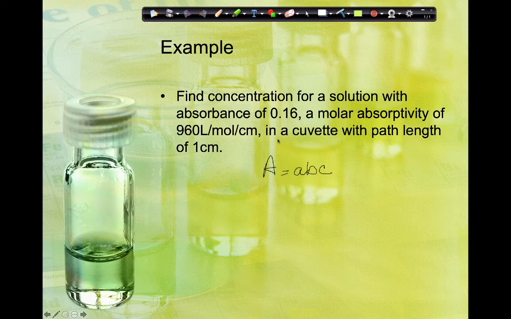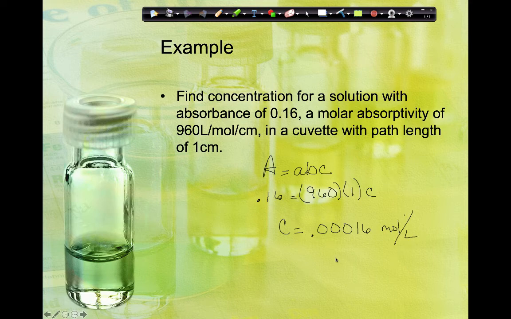All right, so A is the absorbance. Remember, there's no unit for that. Little a is going to be our constant, which is 960. B is going to be the length of the cuvette. Now, centimeters and centimeters, that matches, so that's good. It's usually in centimeters anyway. And C. So now at this point, you're just going to solve for C, which is going to give me 0.00016 moles per liter, because it is concentration. Or we can say 1.6 times 10 to the negative fourth.